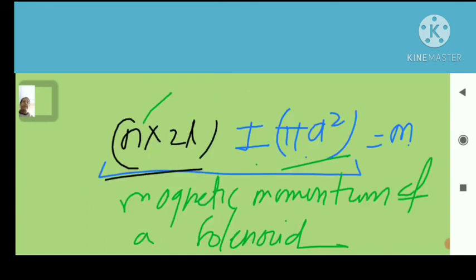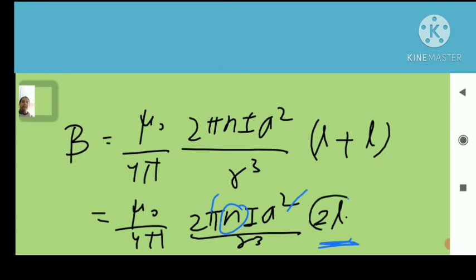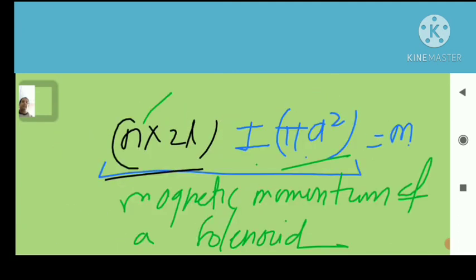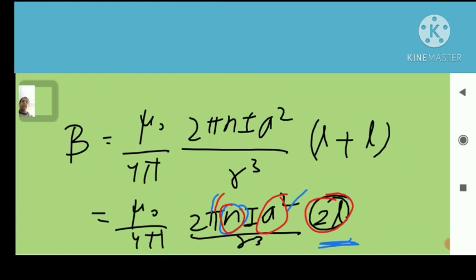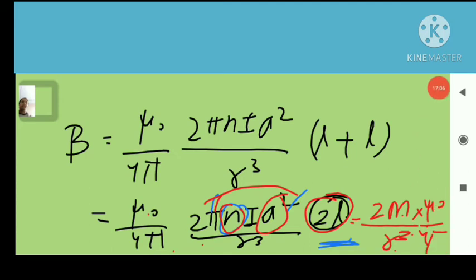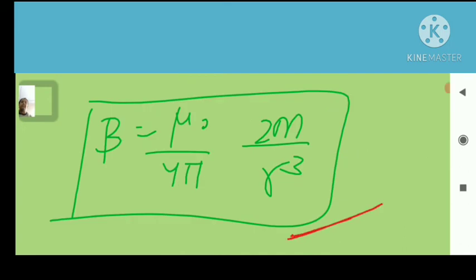So here you see that n into 2L and pi a square I is equal to m. Only 2 is left here, so 2m, and r cube. So we can write this total value as 2m by r cube, and we also multiply by mu naught by 4 pi here. So this is our value. This is the magnetic field at point P due to the solenoid. So this is the expression.